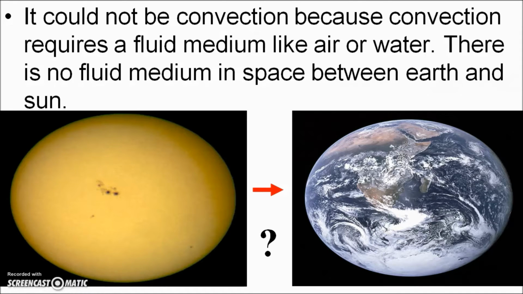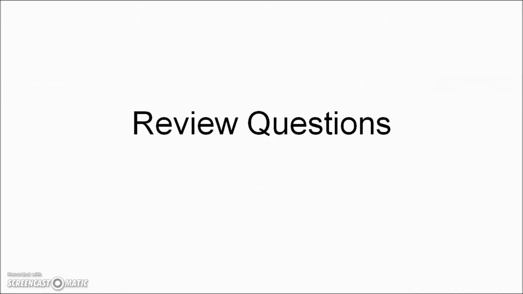And then it's not going to be convection. Convection requires a fluid medium. As you probably know, the space between the Sun and the Earth is mostly empty. It's mostly vacuum, so there is no fluid medium in space. So convection could not carry energy from the sun to the earth. Therefore, it must be radiation, which travels heat energy through waves and does not require a medium. That's the key.